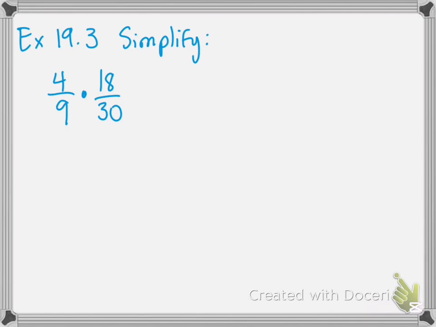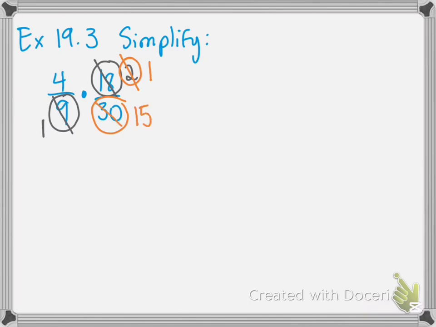So notice, for example, what do I see? I see that both 18 and 9 can be divided by 9. So that's the first one I'm going to do. That's an easy one. 9 divided by 9 is 1, and 18 divided by 9 is 2. So that's a pretty easy one to do. Then we can also do 2 and 30. If I divide 2 by 2, it's 1. And if I divide 30 by 2, it's 15.